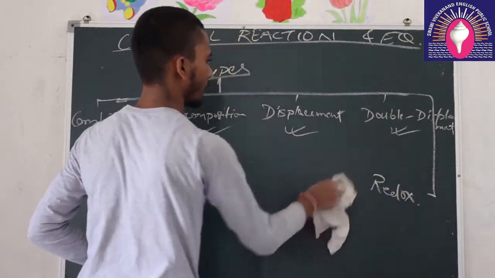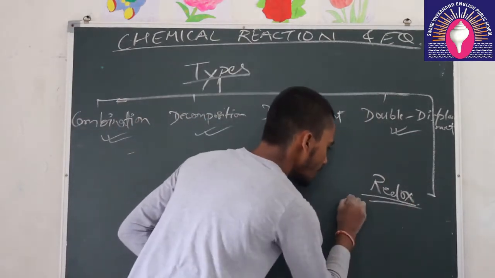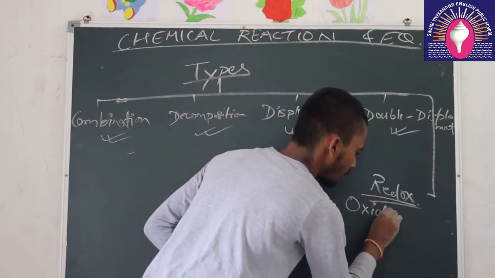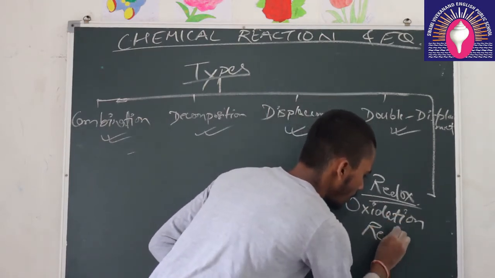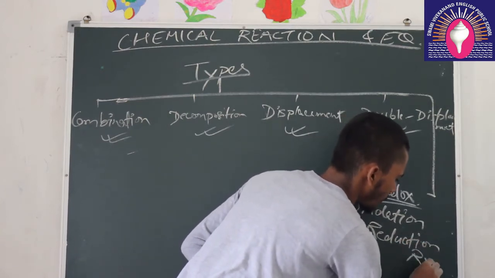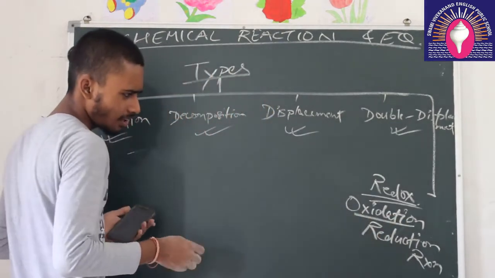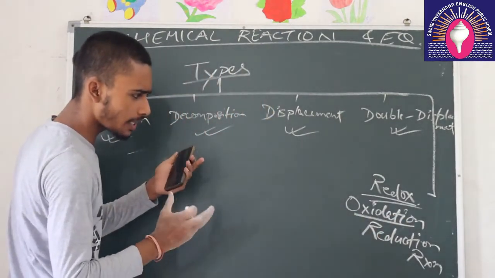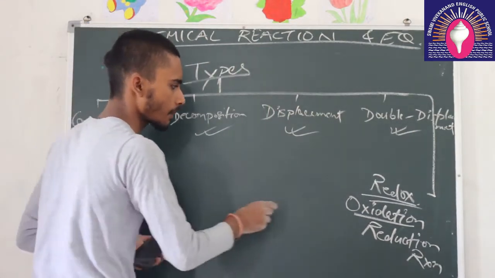Coming to redox reaction. Redox reaction is also known as oxidation reduction reaction. From the name oxidation, we can guess that there is a compound getting oxidized, getting oxygen.